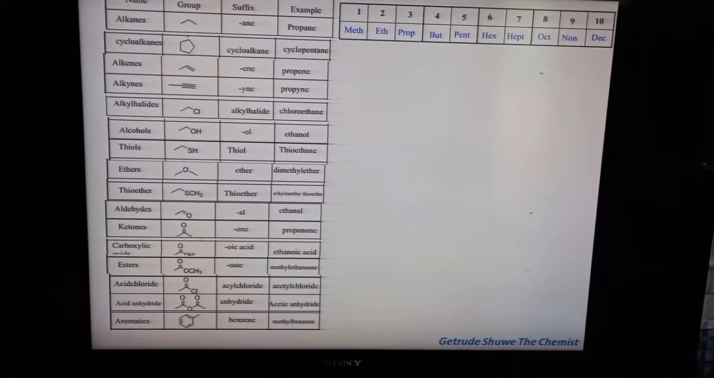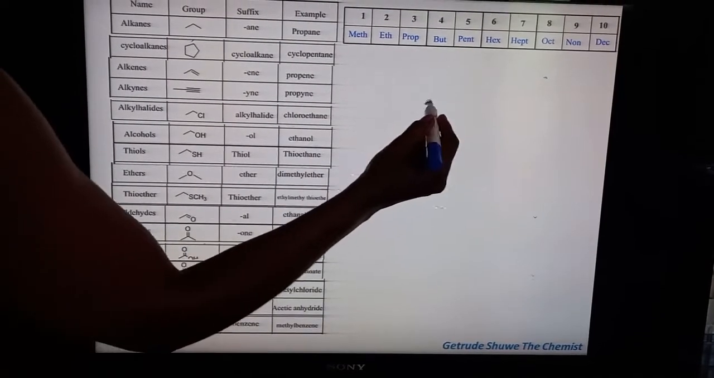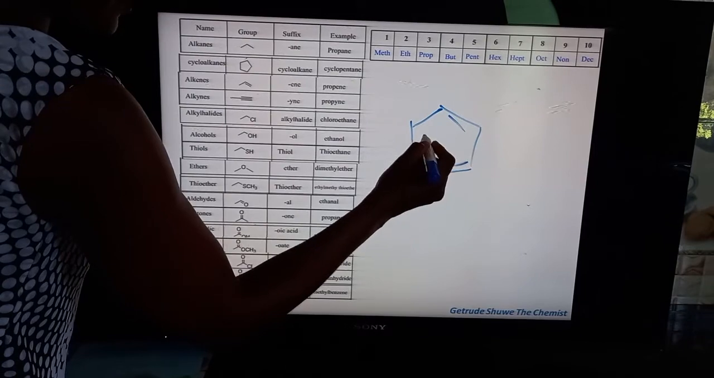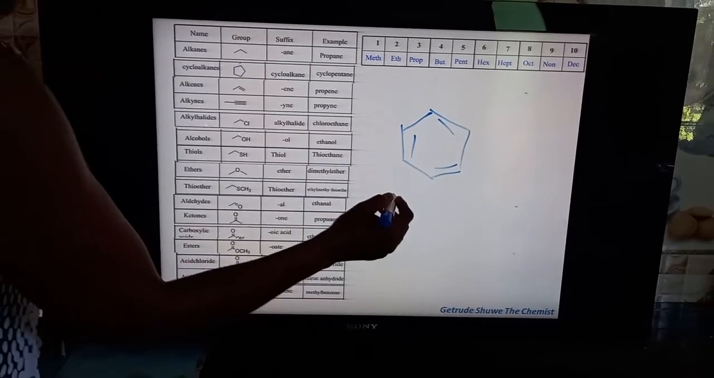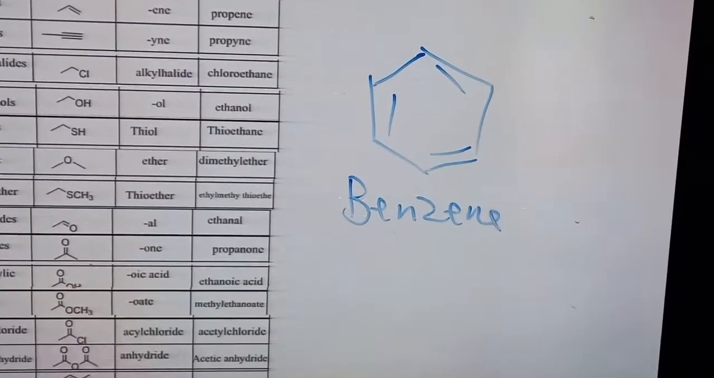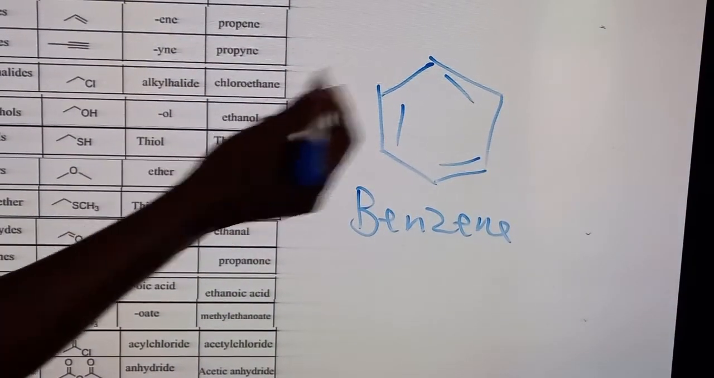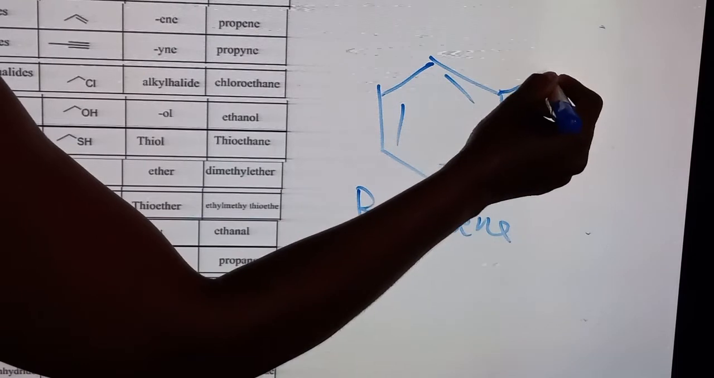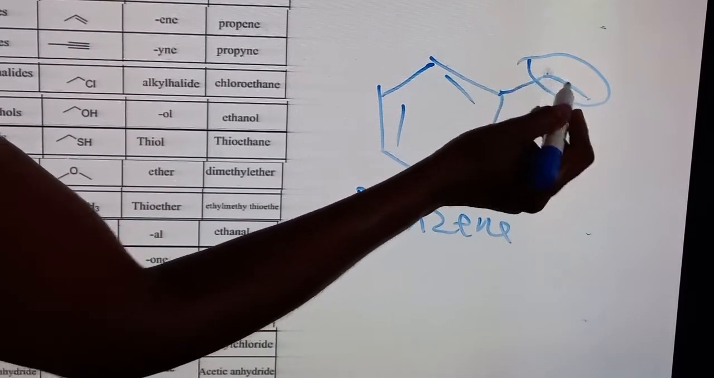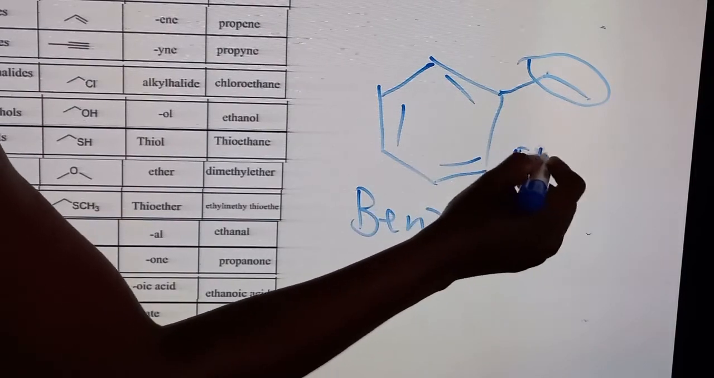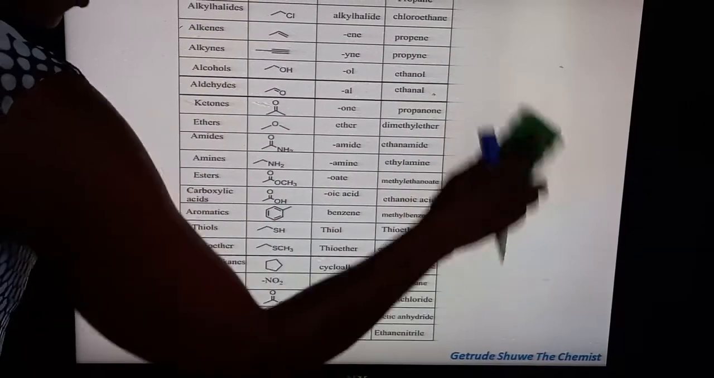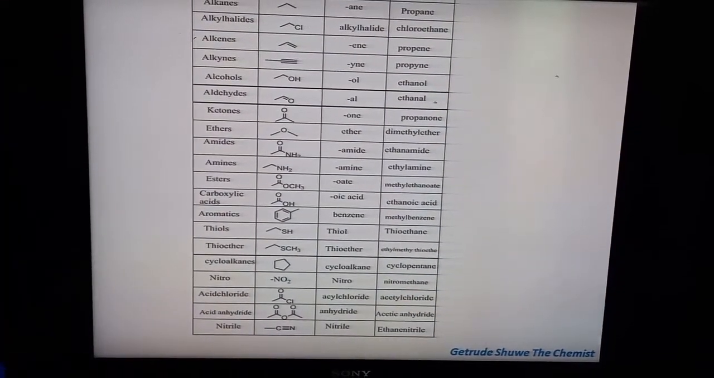Last but not least, we have this functional group, these compounds that are cyclic and have 3 double bonds, and these are called aromatic groups, or in this case, this is called benzene. So these are aromatic or benzene rings. If you have any substituent, wherever it is, you just name it. This has 2 carbons, ethyl, so this becomes ethyl benzene. This is in general for all the functional groups that I could come across.